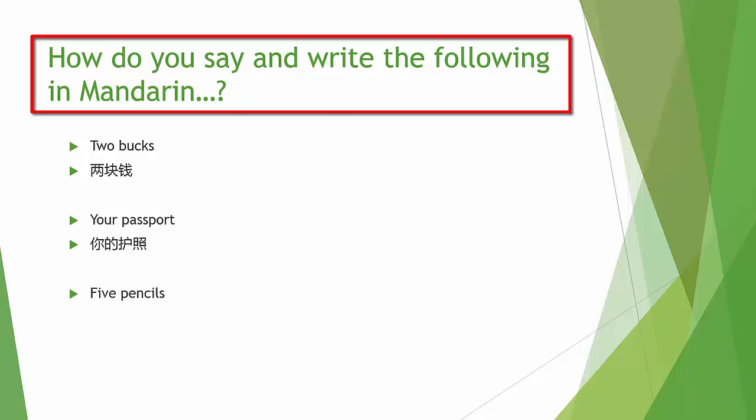The next one, 5 pencils. How do you say and write 5 pencils in Mandarin? It is 5支铅笔. As usual, you need to use a quantifier for the pencils. The quantifier links between the number and the objects.